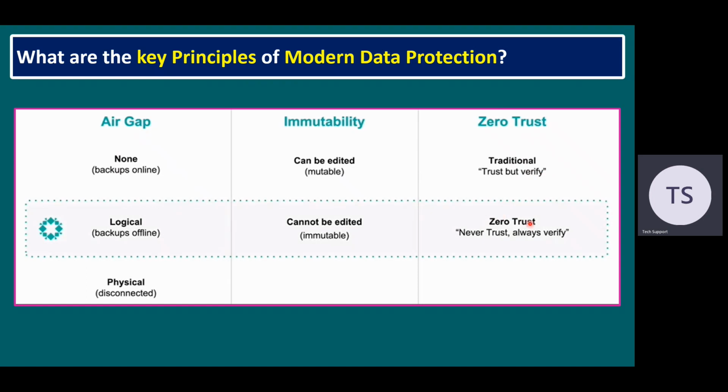So I hope you understand the modern data protection key principles. I repeat: air gap, immutability, and zero trust. Using these keywords, now we can understand some more additional differences between traditional and modern data protection solutions.